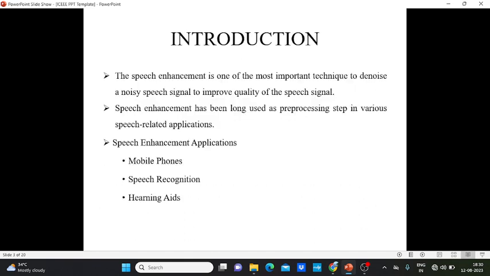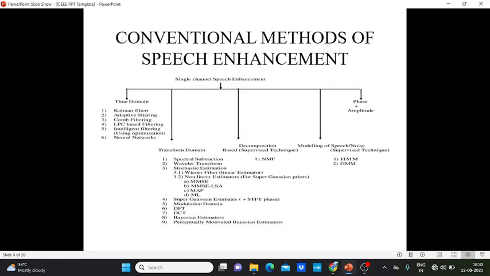The next slide is the introduction. Speech enhancement is one of the most important techniques to enhance noisy speech, and it improves the quality of the speech signal. Speech enhancement has long been used as a processing step in various speech related applications. The applications are mobile phones, speech recognition, hearing aids, and many communications also.